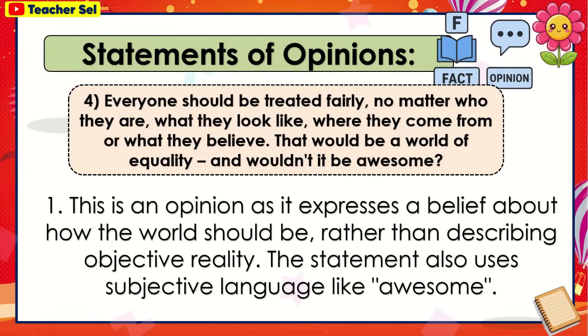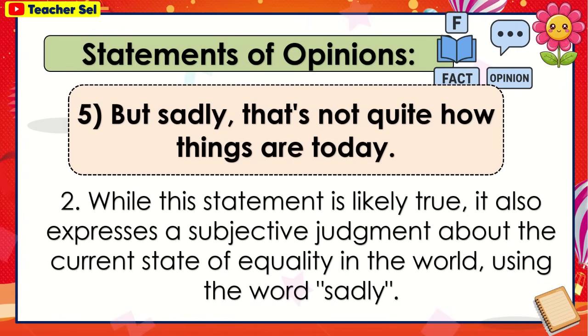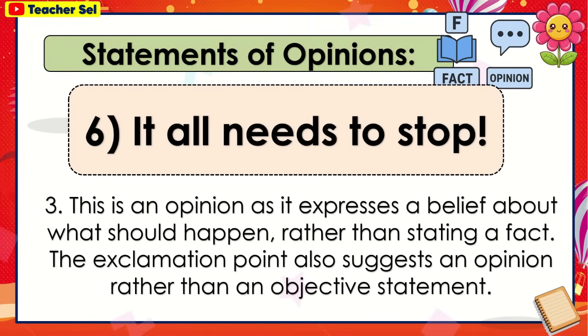Statements of opinions. The first one, this is an opinion as it expresses a belief about how the world should be, rather than describing objective reality. The statement also uses subjective language like awesome. While this statement is likely true, it also expresses a subjective judgment about the current state of equality in the world, using the word sadly. This is an opinion as it expresses a belief about what should happen, rather than stating a fact. The exclamation point also suggests an opinion, rather than an objective statement.